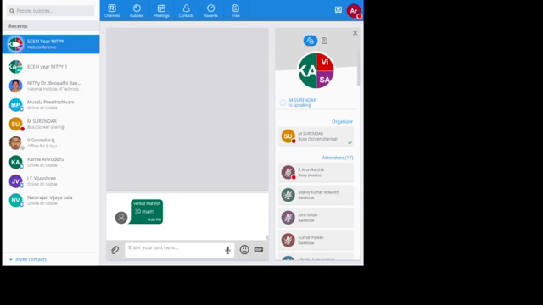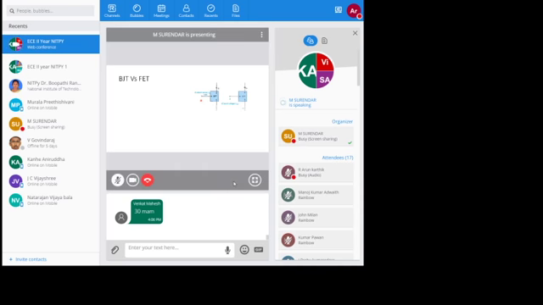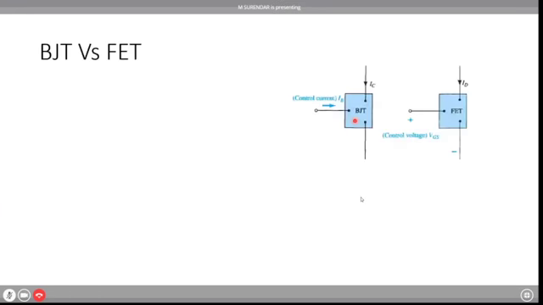That's why BJT is known as the current control device, and FET is known as the voltage control device. You can easily check the collector current IC in the BJT. It is nothing but equal to beta into IB. Correct. So this IB is the input parameter, and IC is your output parameter. IC is your output current.